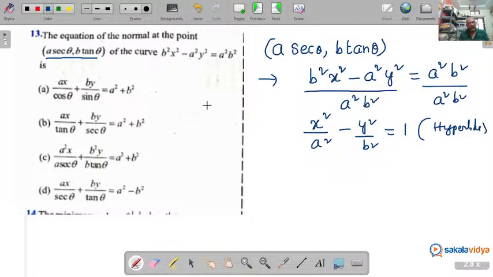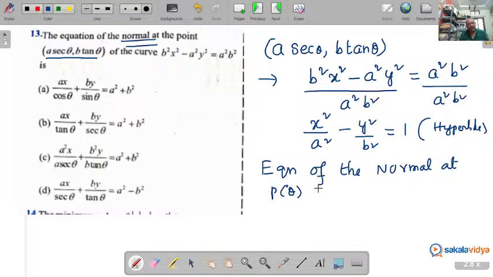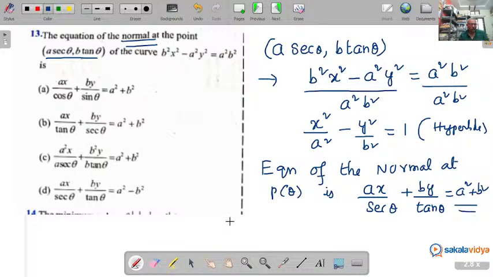So the equation of the normal at P of theta, that means a sec theta comma b tan theta, you can directly write as ax by sec theta plus by by tan theta is equal to a square plus b square. So this is the answer.